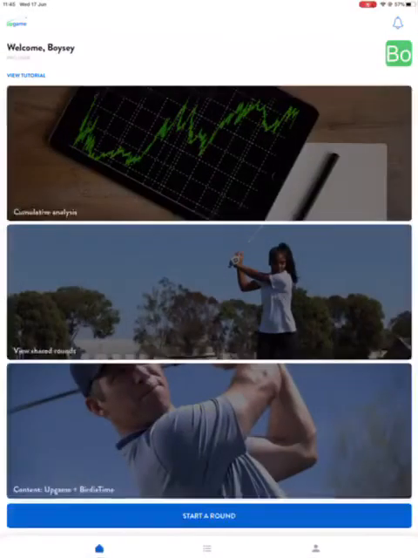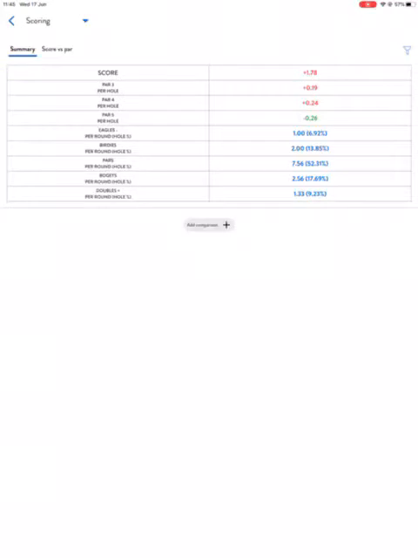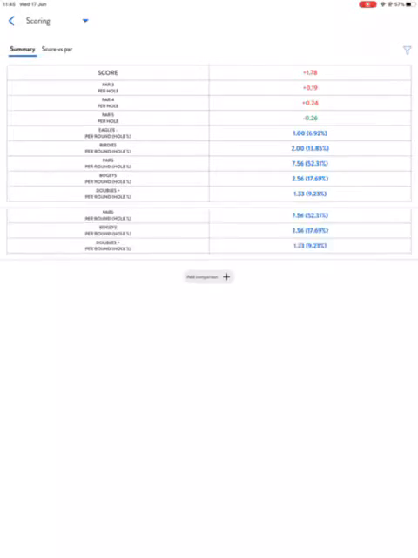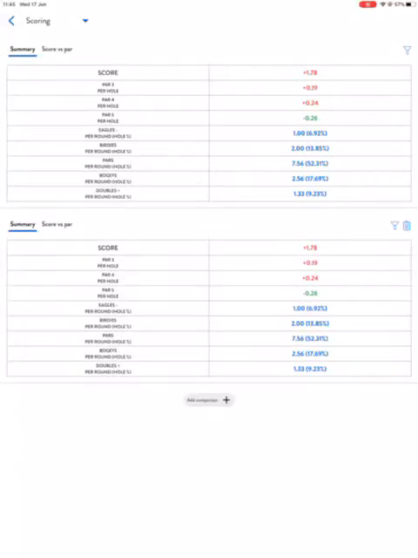If we go to the analysis now, this is some of the stuff that it can show us. For example, your score and then the breakdown of that per hole for par 3, 4 or 5 holes, the amount of eagles, birdies, pars, bogeys and doubles. And you can actually add a comparison below.